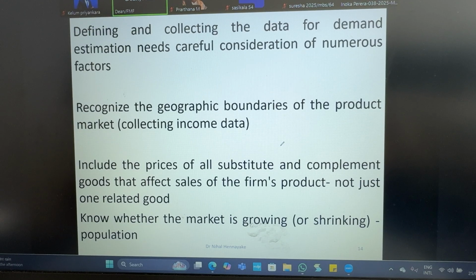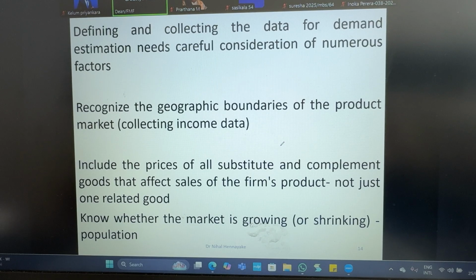After the estimation, you need to interpret the parameters. Then use the estimated demand function for forecasting for the future period. For example, suppose that you collected data, monthly data up to 2024 December.